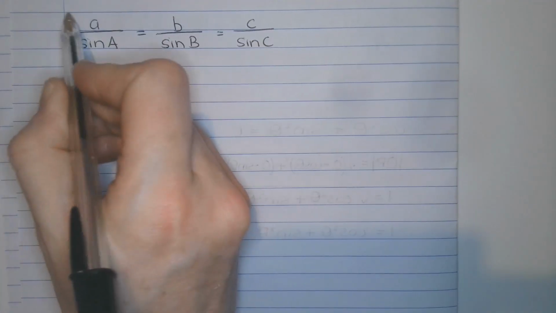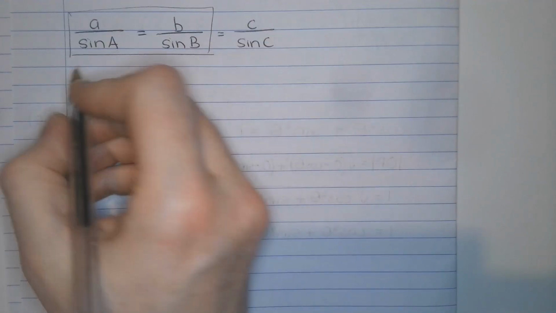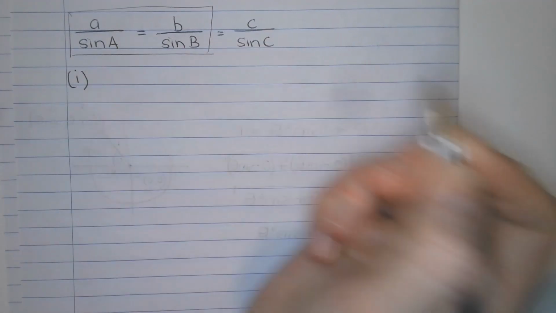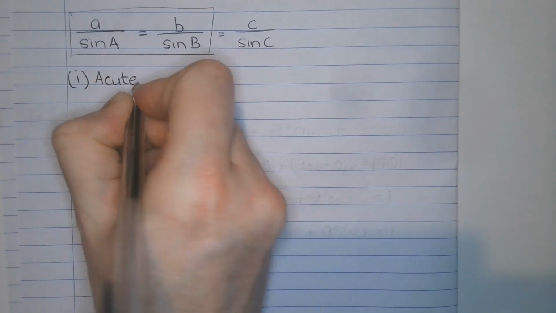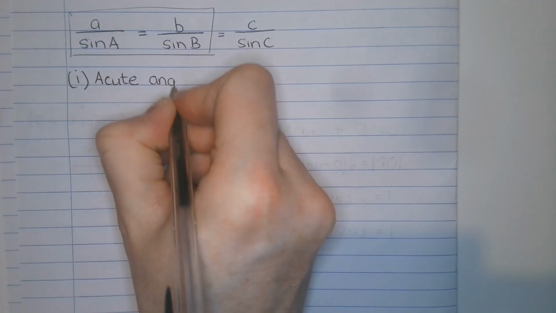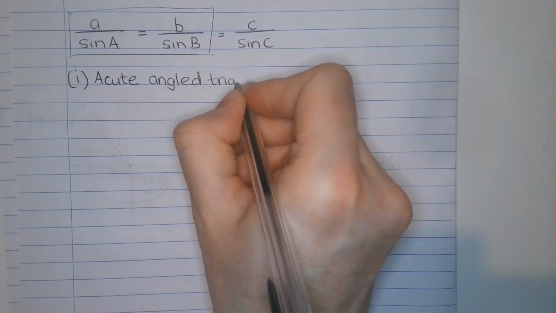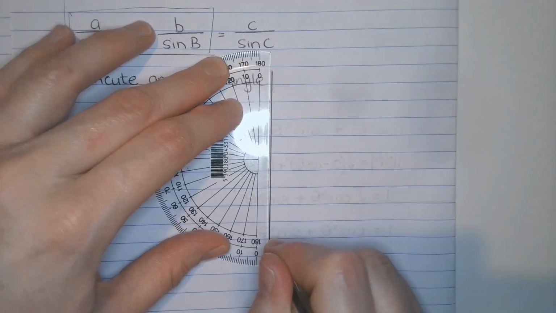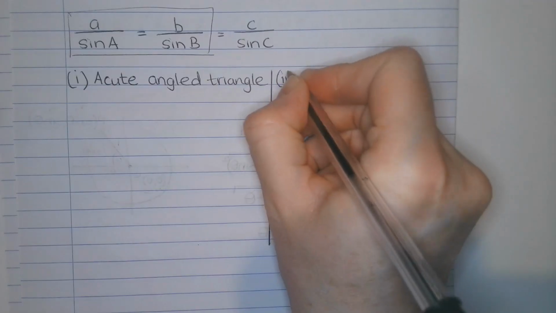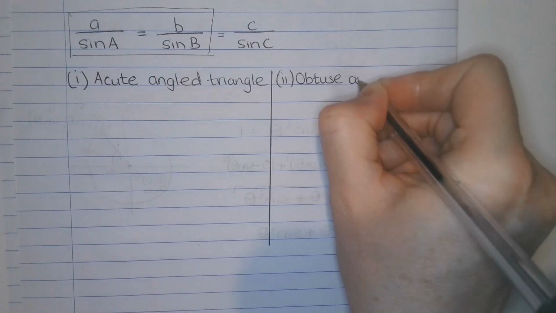To prove the sine rule, we're going to focus in on two of the fractions of the sine rule first. And we're going to look at two different situations. We're going to look at it from the point of view of using an acute angle triangle, and then we're also going to look at it by using an obtuse angled triangle.